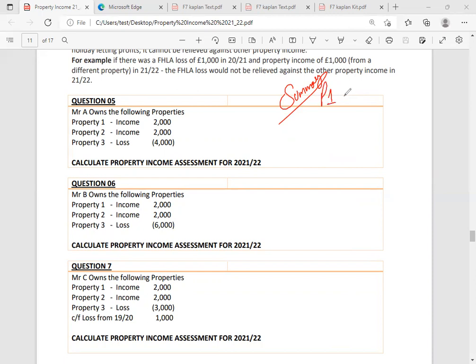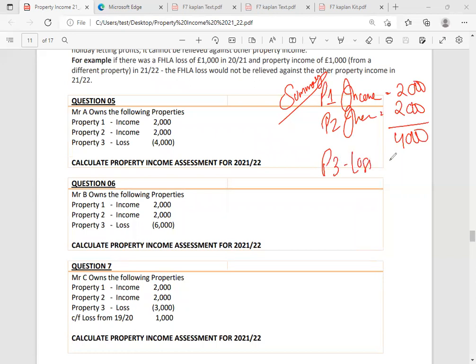Property 1, we have income of 2000. Property 2, we do have income of 2000. Total income during the year from the property business is 4000. Property 3, we have a loss. How much? 4,000 loss. So what should we be left with?